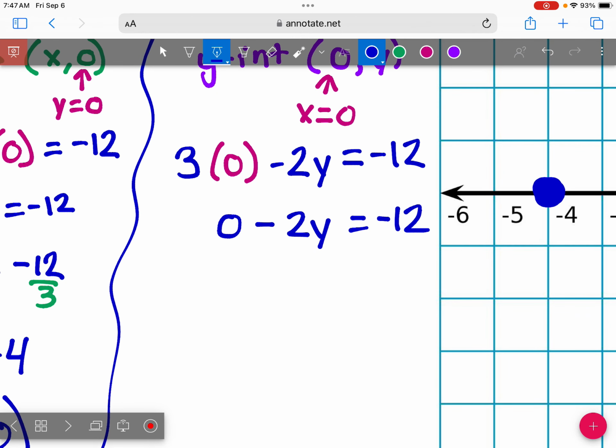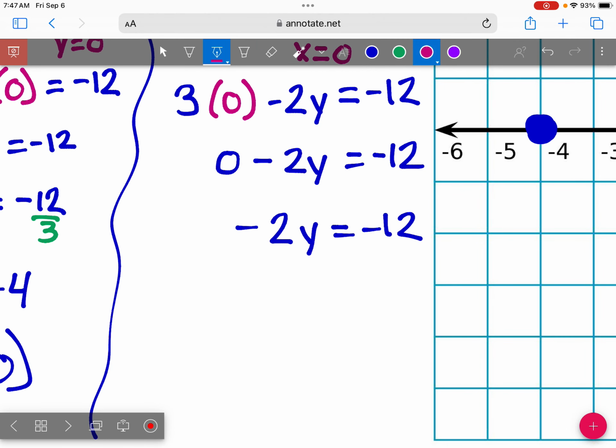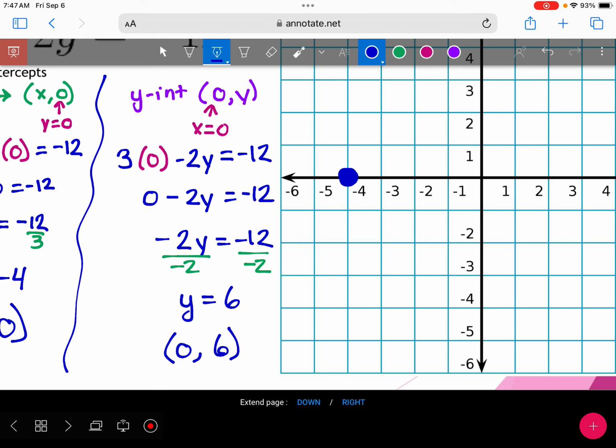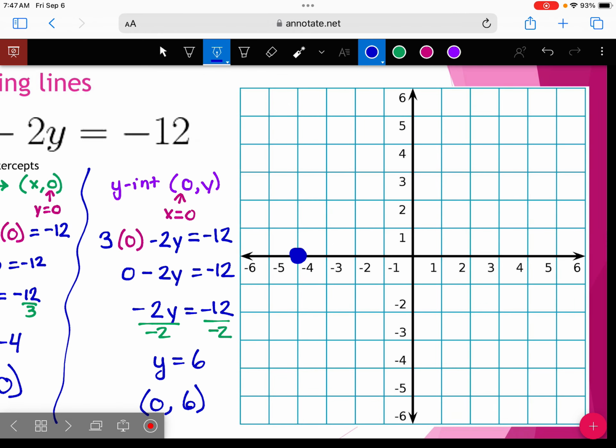Again, I'm just writing out every step. If you can get straight here from that first substitution, I'm 100% okay with that. So what do we do to get y by itself? Divide by negative 2. So what is my y-intercept? 6. So we have the point 0, comma, 6. Which is way up here.